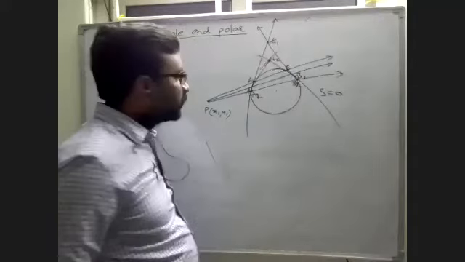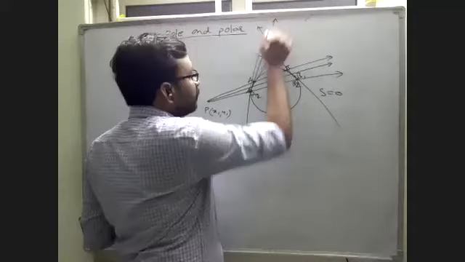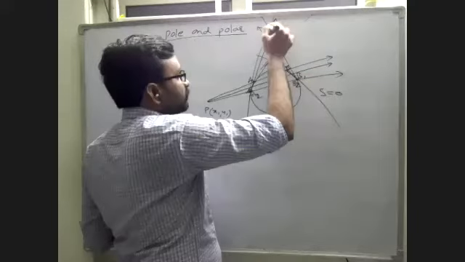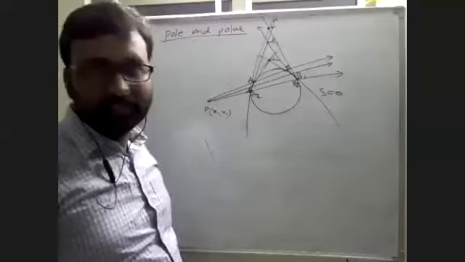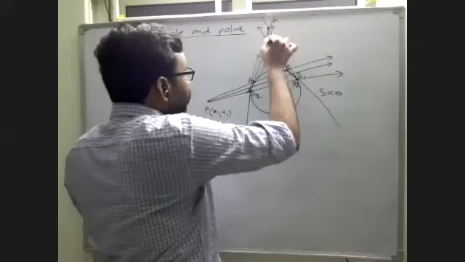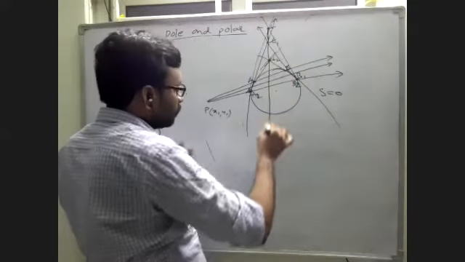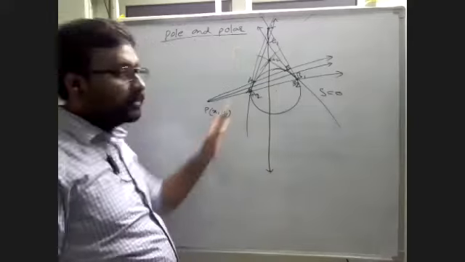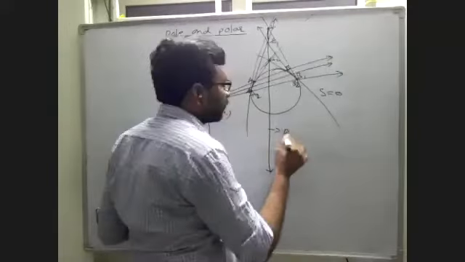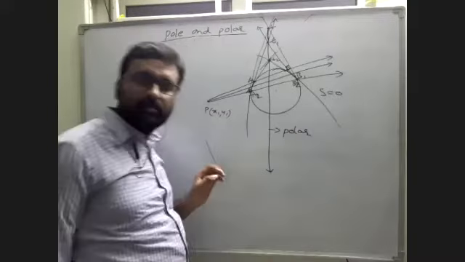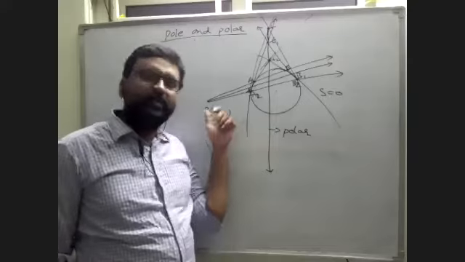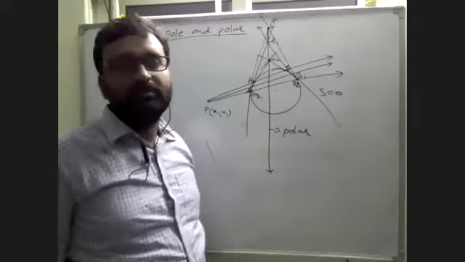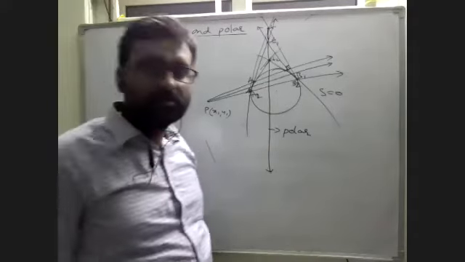And here also we can draw a tangent. This will go like this and this will go like this. Here also there exists one more point of intersection. Take some P. If you join all these points, this line is called polar. This line is called what? Polar. From an external point, we can draw secants, and the secants intersect the circle at two distinct points.